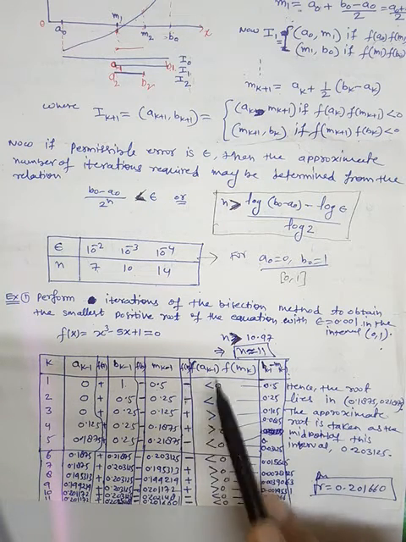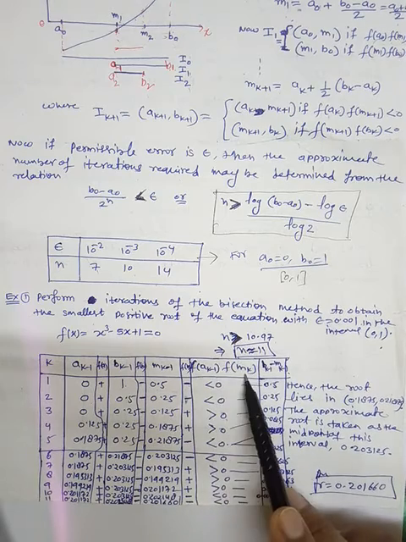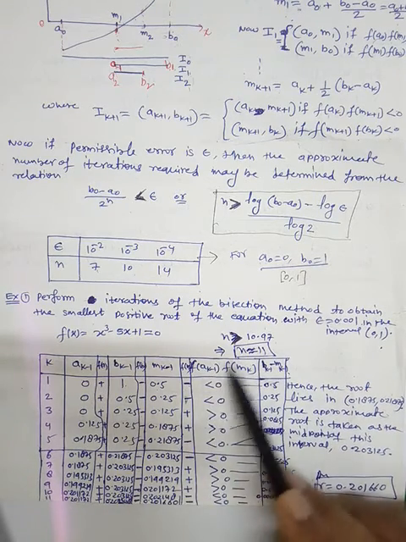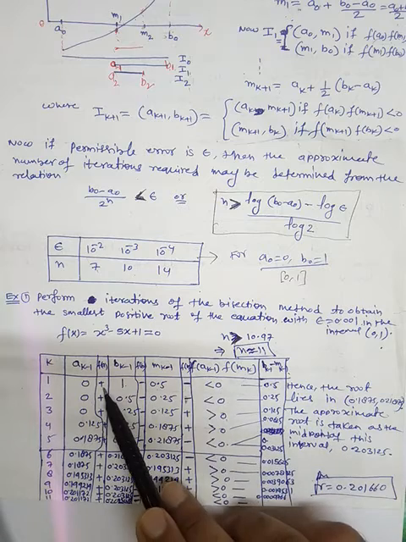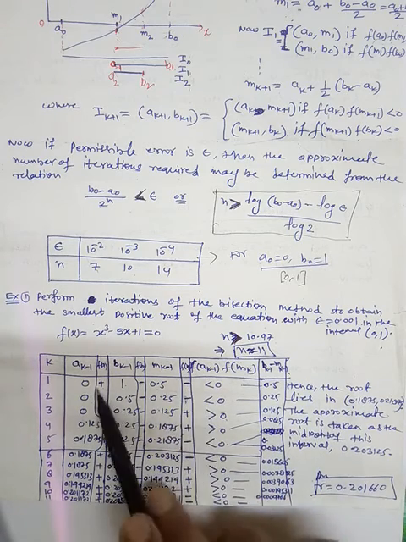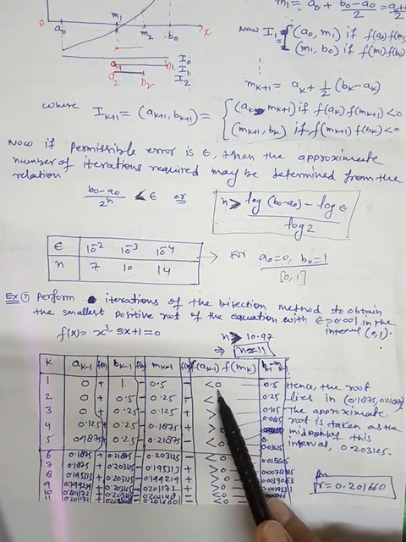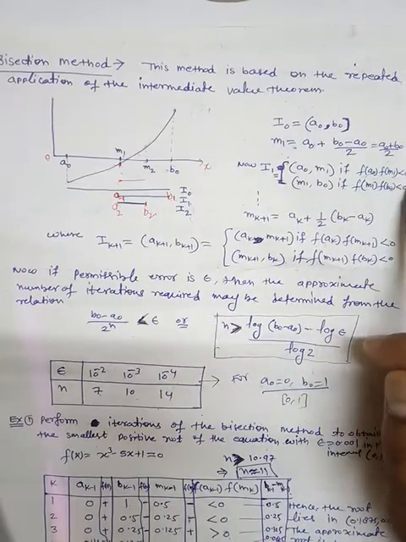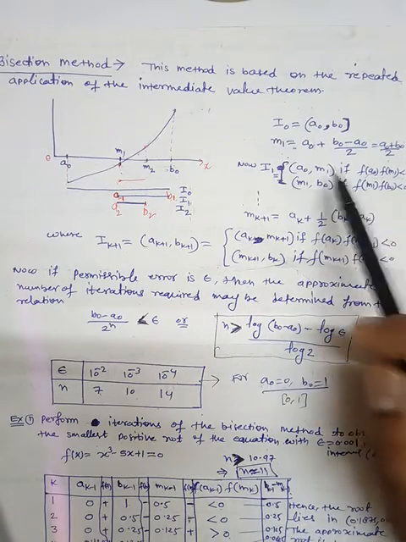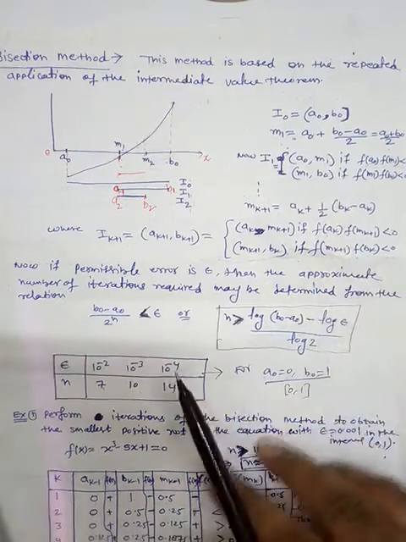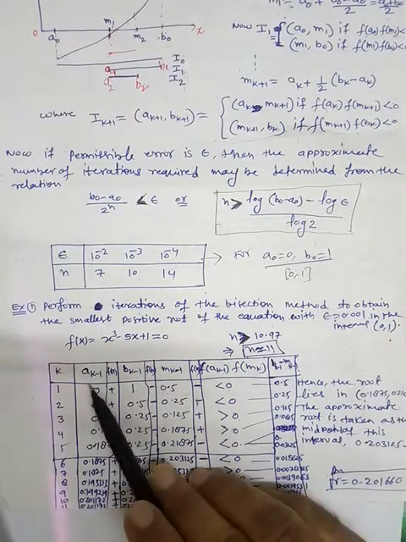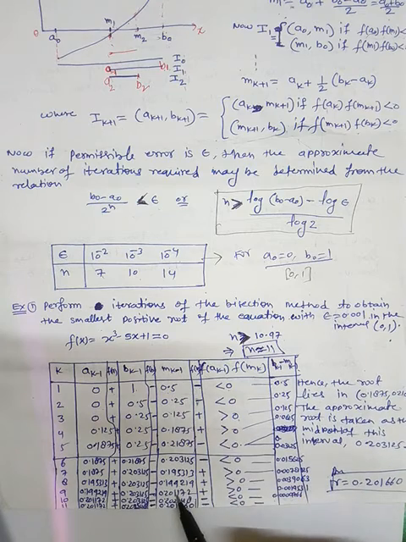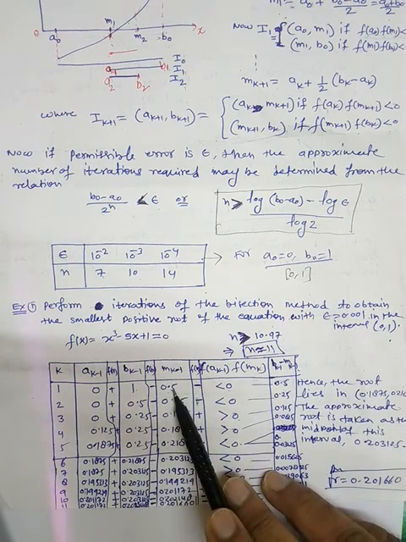Now you see the sign of this product. f of a_{k-1} is a positive value, f of m_k is a negative value. So when you multiply these two, you get a negative, that's why less than 0. Since it is less than 0, this condition holds, so the next interval will be a to m. That means 0 and 0.5, because this is the mth column. So 0 and 0.5 will be the next interval.